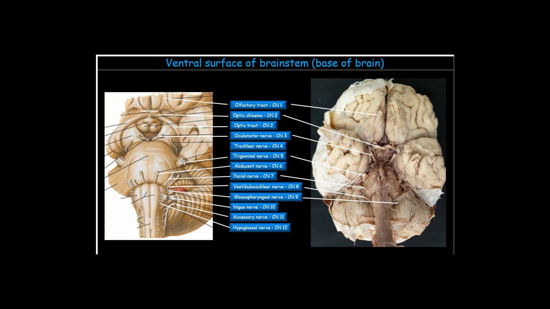And we'll talk about that in much more detail later. You can see the trigeminal nerve over here very clearly as well, coming off from the front of the pons. So that is very nicely clearly visible here.